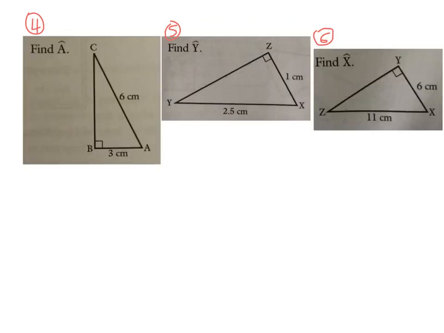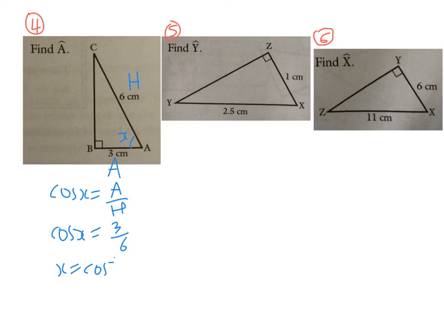Question 4, we have to find a, so we'll mark it. And then opposite the angle, we don't know where we want it, so we can forget about it. This one must be the adjacent then, because this is the longest side, the hypotenuse. A and H tells me to use cos. Cos x equals A divided by H. We substitute in the values, which are 3 for A, 6 for H, and then x is the cos inverse of 3/6.